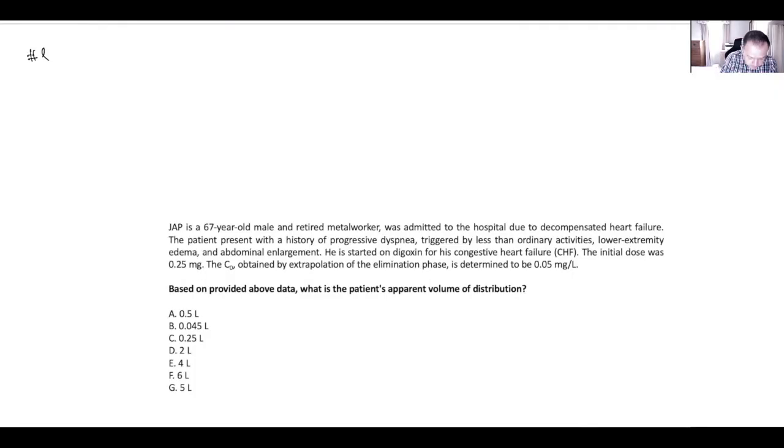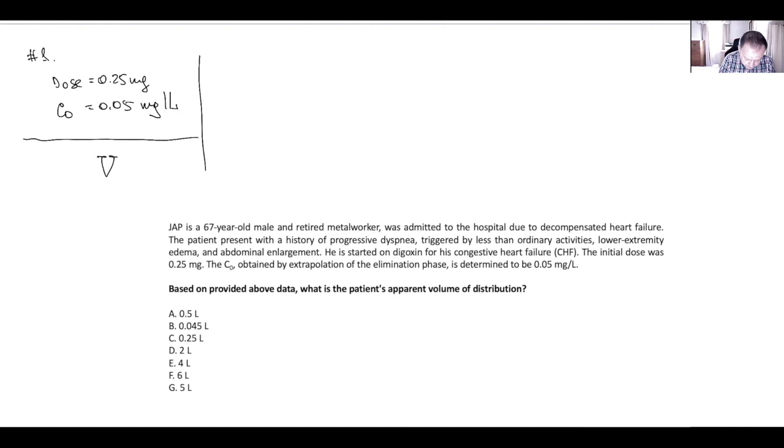We have question number one. We have initial dose 0.25 milligrams, and C0, or zero time concentration, will be 0.05 milligrams per liter. And this is a straightforward question. What is the patient's apparent volume of distribution?